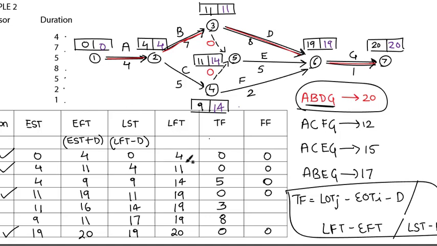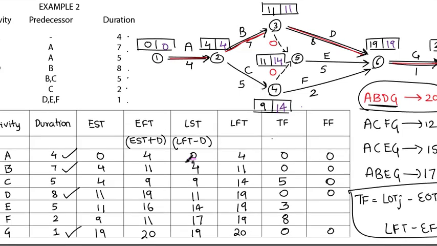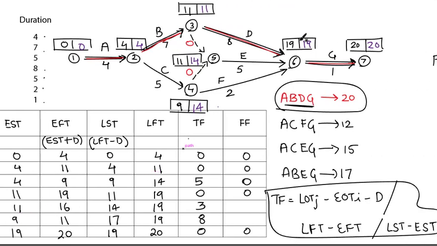Now similarly let's check it out for E and F. So E, that is 19 minus 11, 8. 8 minus 5 is 3. Now for F, 19 minus 9 is 10, 10 minus 2 is 8. See, now the free float values for E and F are 3 and 8 respectively.